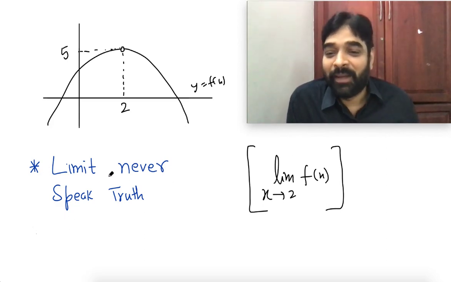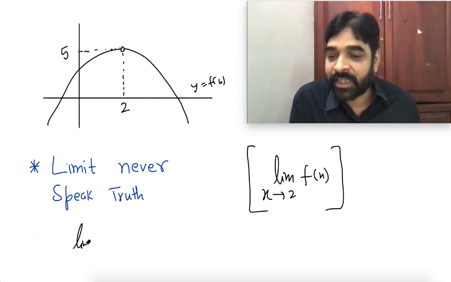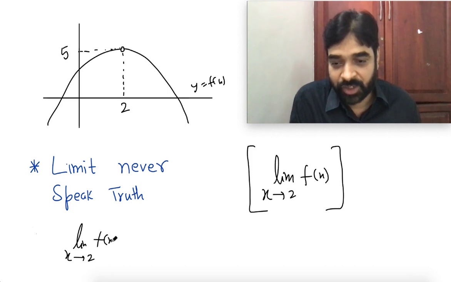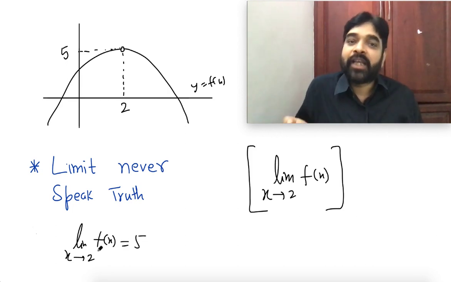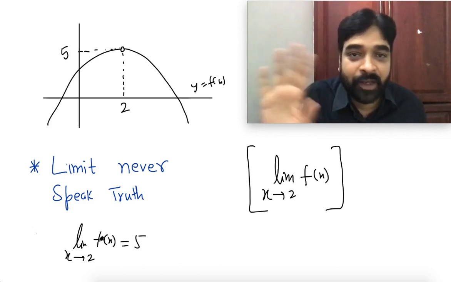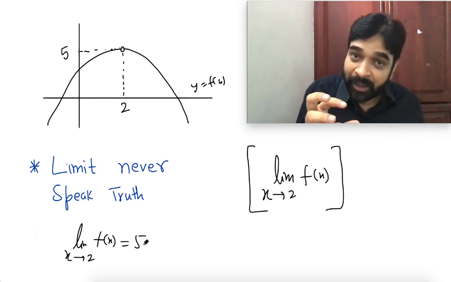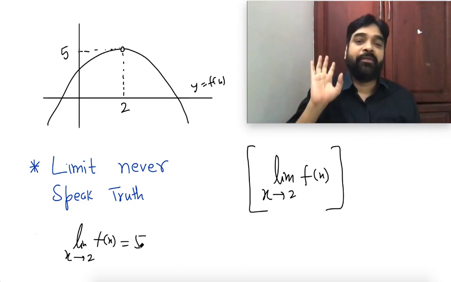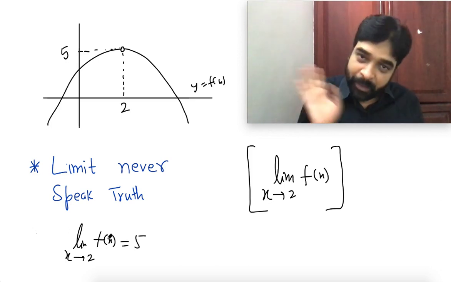Anyway, limit never speaks truth. Meaning, try to understand. For this question, forget about the greatest integer: limit as x approaches 2 of f(x), this value is 5. This means what? When x is very close to 2, f(x) will be very close to 5. It will never be 5. So if the limit answer is coming 5, then 100% it will not be 5, because limit never speaks truth.